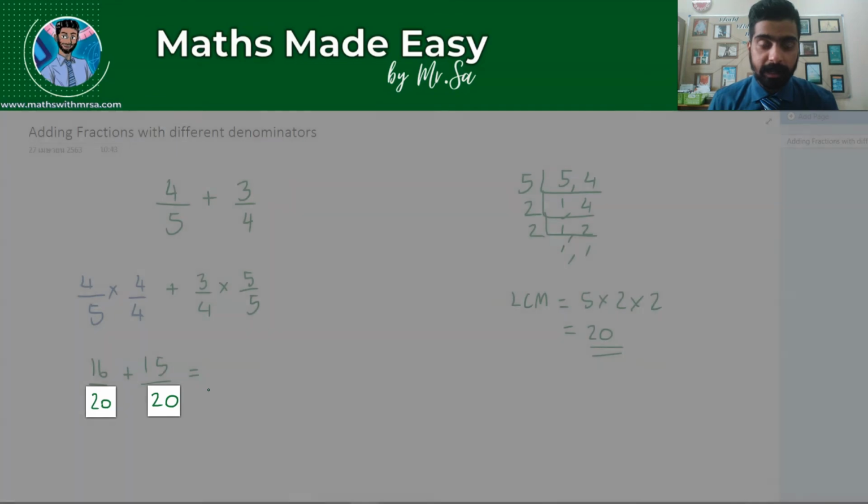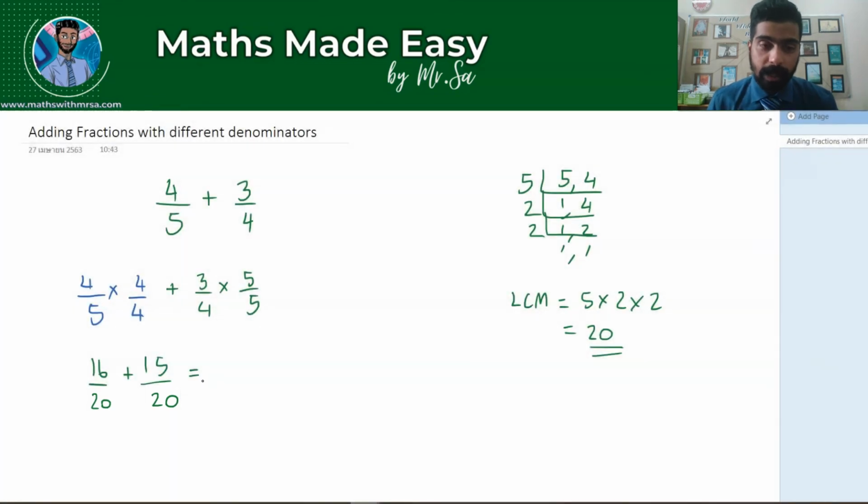Once the denominators are equal, we can add them. 16 plus 15 would give us 31/20, and 31/20 would give us 1 11/20 as a mixed fraction. In order to see how to convert an improper fraction to a mixed fraction, don't forget to look at my video converting improper fractions to mixed fractions.